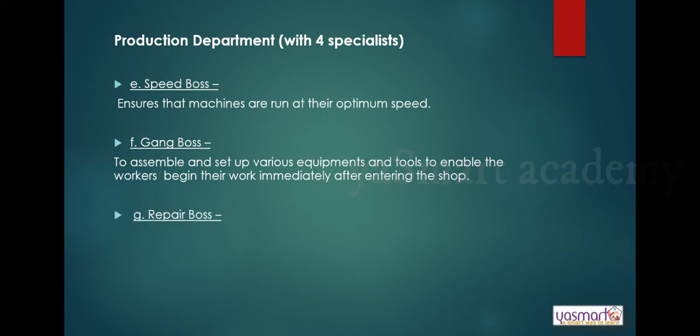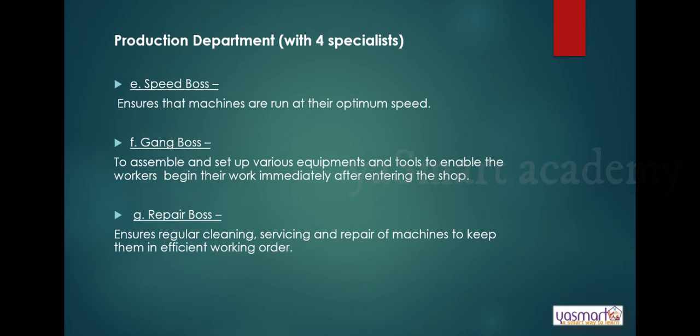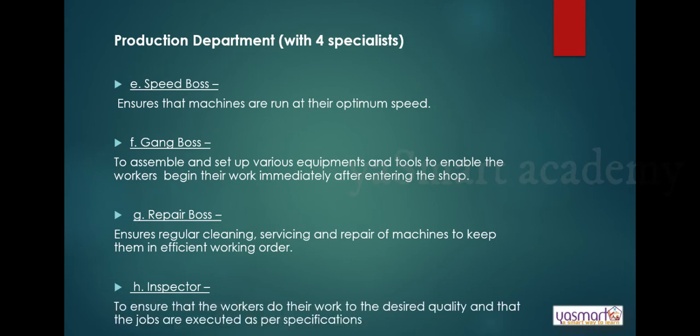Third, repair boss, who ensures maintenance of the machines, cleaning, servicing, and repairing to keep them in efficient working order. And the last one, inspector, who always checks the quality and controls the output, because the inspector ensures that the workers do their work in the desired quality and as per the specifications. Thus, production department completely focuses on production. So, as per Taylor's functional foremanship, these lower level managers can easily concentrate on what they are assigned as per their specialist department.